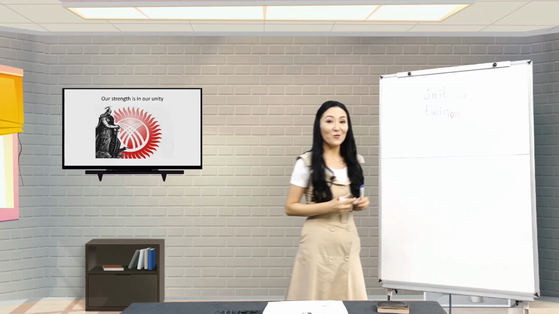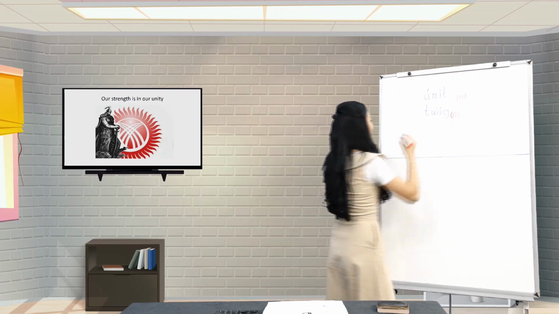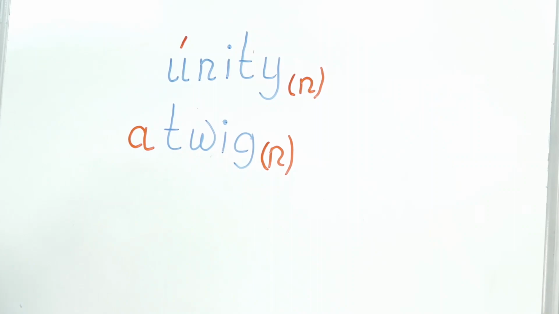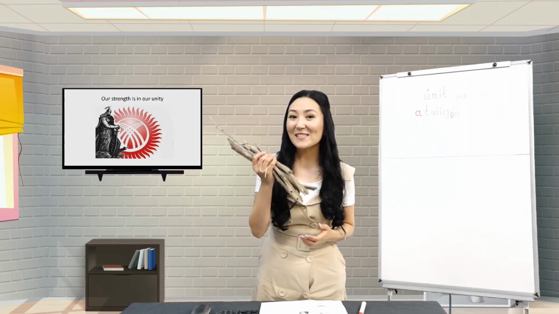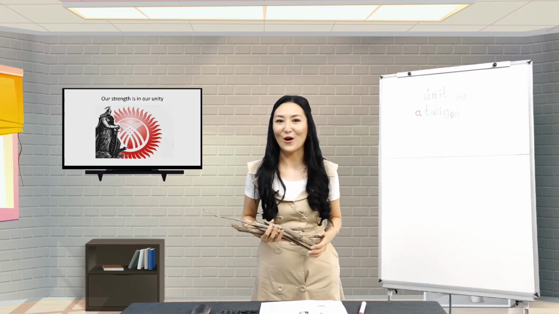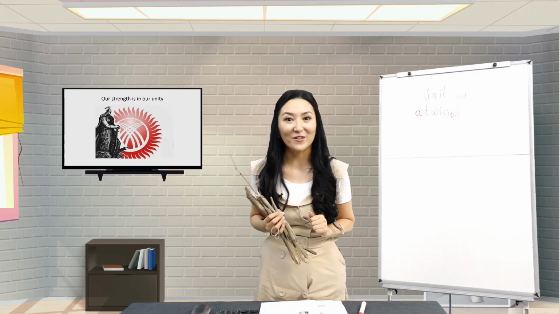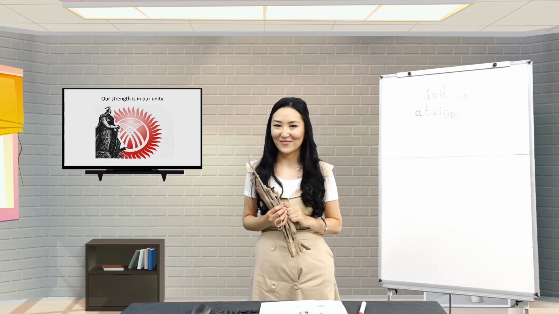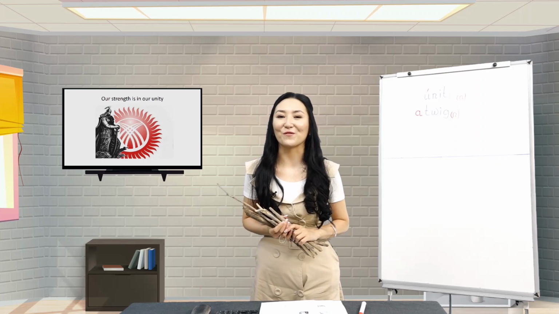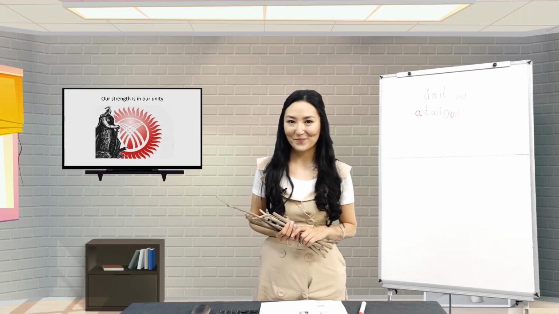Is it countable or uncountable? It's countable. A twig. Okay, what's this? Is it one twig? No, a bunch of twigs. Can you use it to make a fire? Yes. Now repeat this phrase after me. A bunch of twigs.